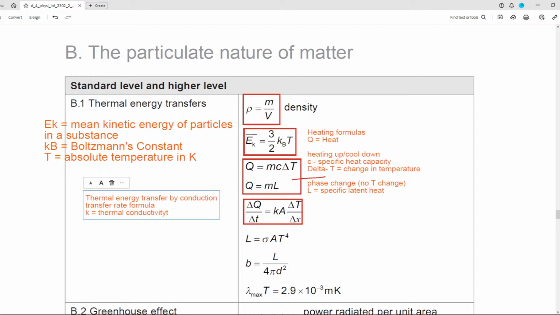It depends on the substance. Different substances will have a different K value. A is the cross-sectional area through which the energy transfers. So it's the cross-section area of the object, or more specifically, the conductor.